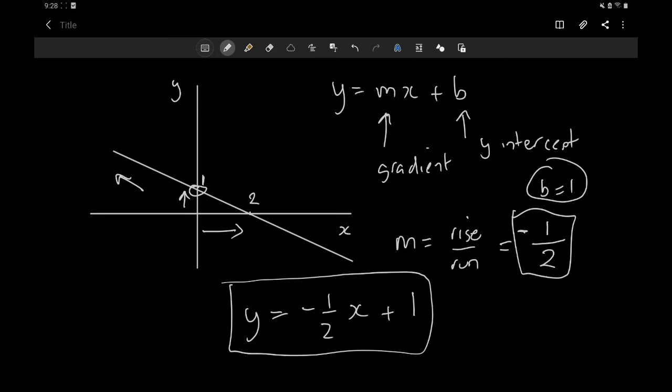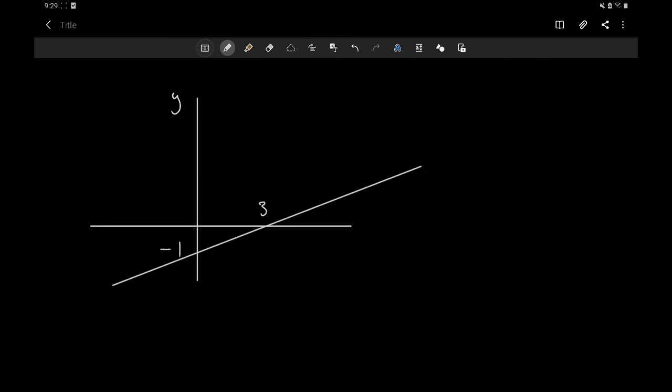Let's try one more example. So let's see if we can find the equation of this line. Again, always write down the general equation of a straight line. So you know that it's y is equal to mx plus b. The first step now is to find what b is. And as you know, b is, that's right, the y-intercept. So where does the line cross the y-axis? It crosses the y-axis at -1. So let's write that down. B is equal to -1.